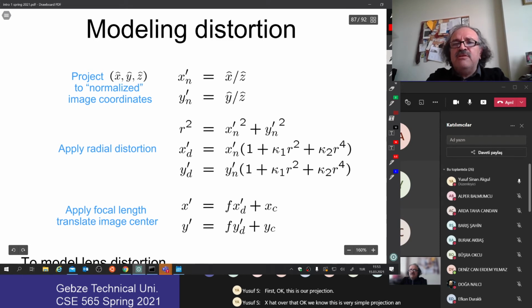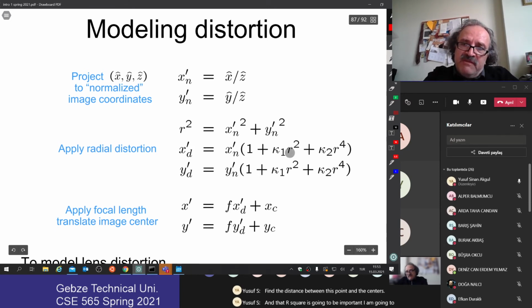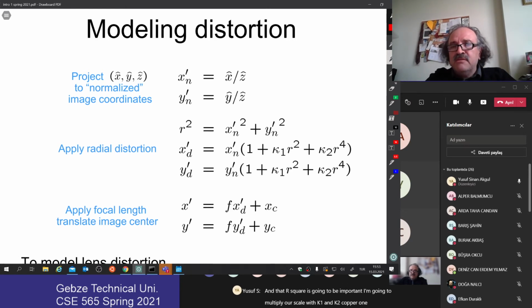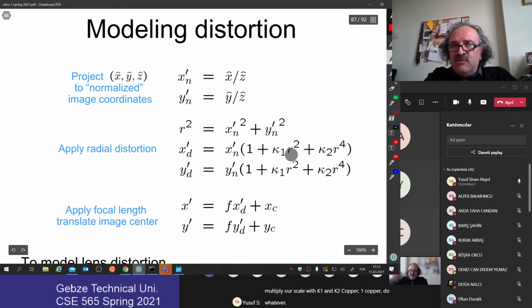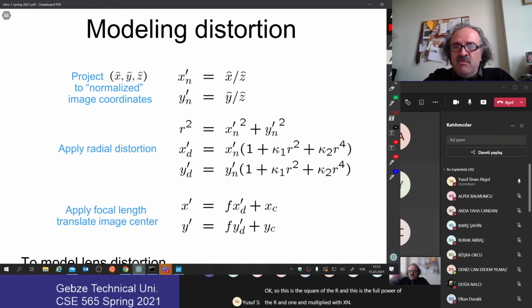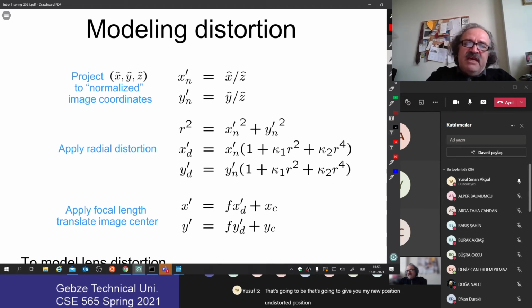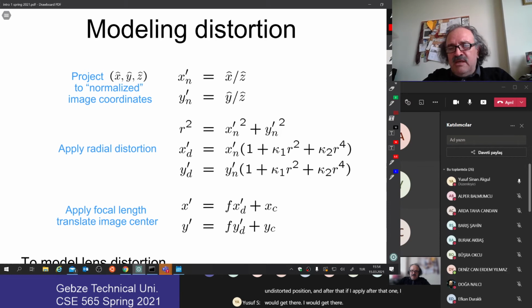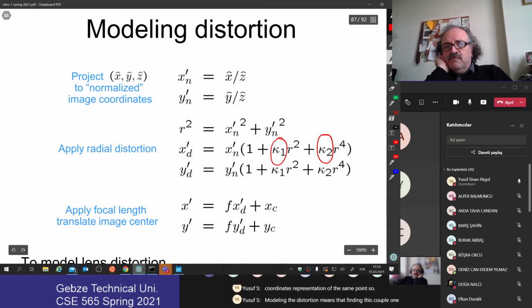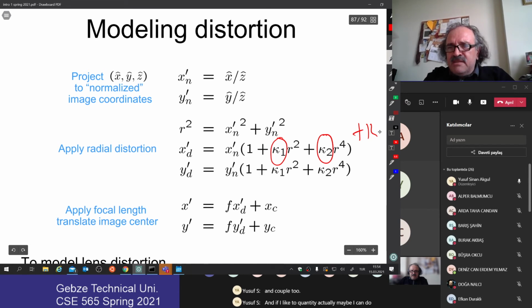Then apply radial distortion. Radial distortion is this. Find the distance between this point and the center, and that r squared is going to be important. I am going to multiply r squared with k1 and k2, kappa 1, kappa 2, whatever. So this is the square of r, and this is the fourth power of r. Add 1 and multiply with xn. That's going to give me my new, undistorted position. And after that, if I apply f to that one, I would get the normalized image coordinates representation of the same point. So modeling the distortion means finding this kappa 1 and kappa 2. And if I like to continue, actually maybe I can do k times r to the power 6.